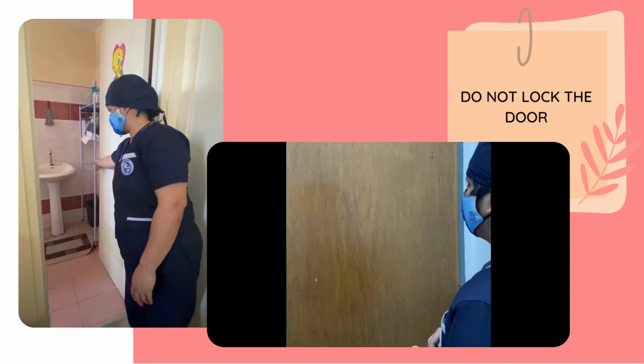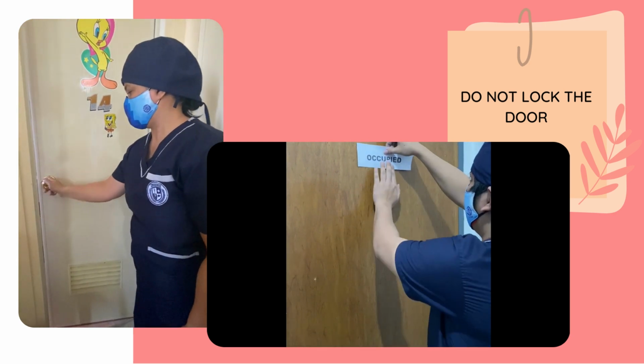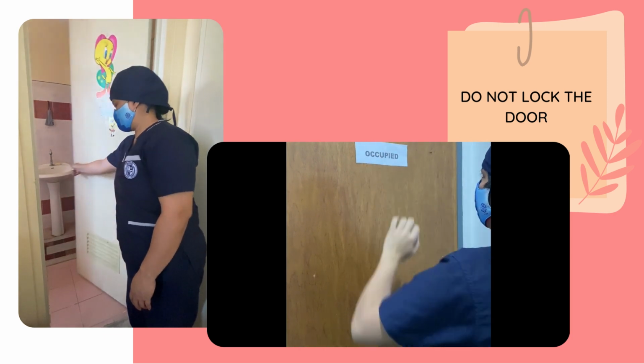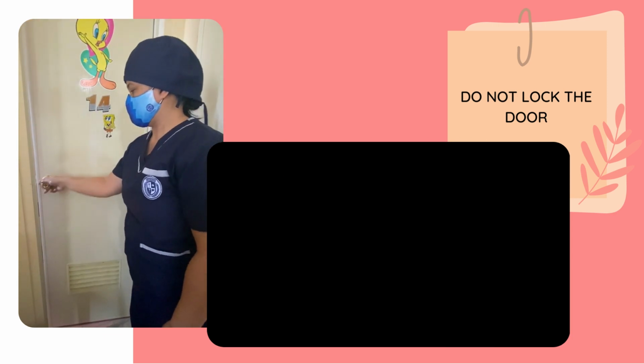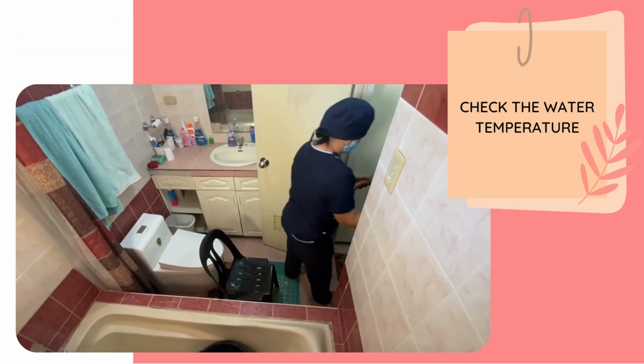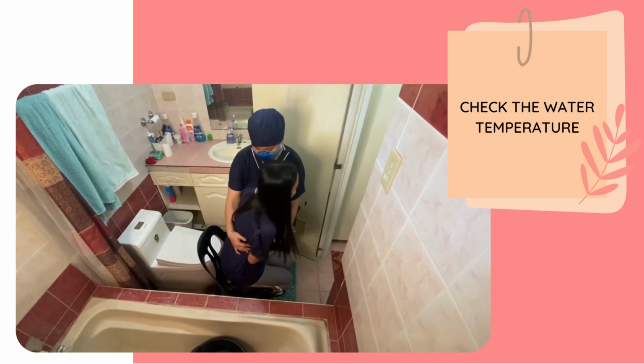Hang occupied or any sign before using the bathroom. Client needs privacy while bathing, but shower door should not be locked so that the caregiver can come to assist the client as necessary. Help the client into the shower room and sit on a chair providing necessary assistance.